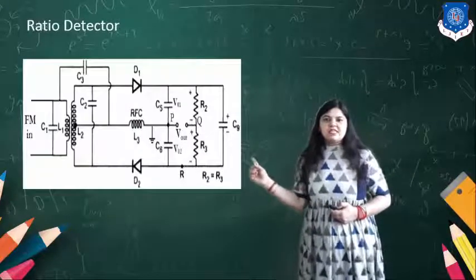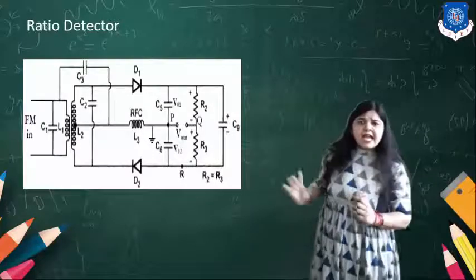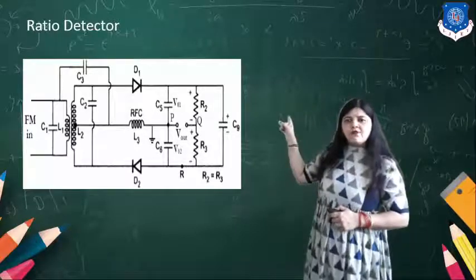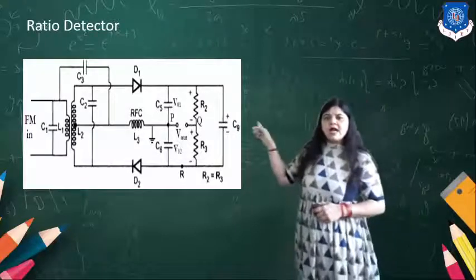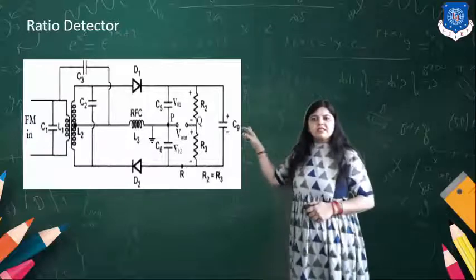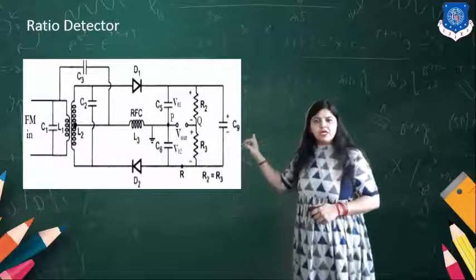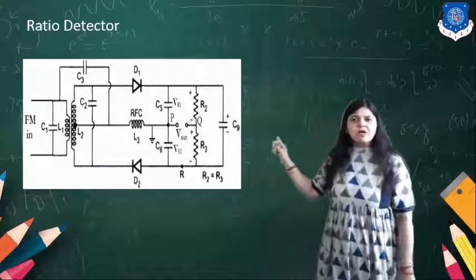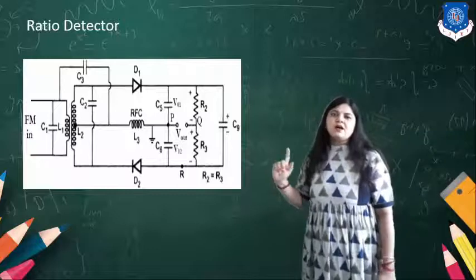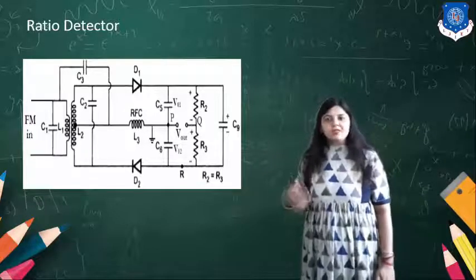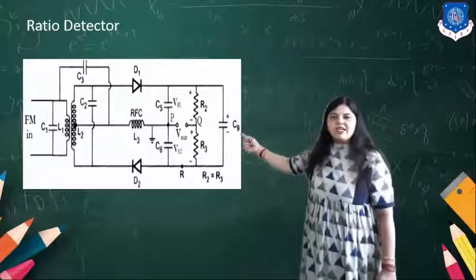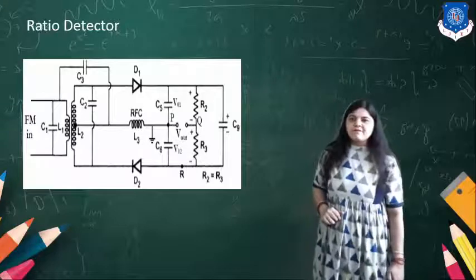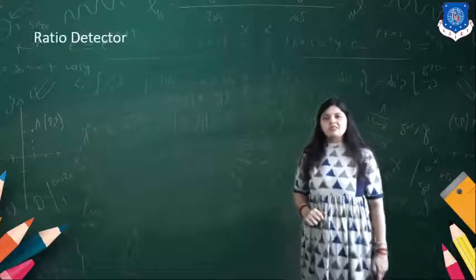So here you can see this diagram. This diagram is exactly similar to the diagram which we studied for the Foster Seeley discriminator, and you can see the capacitance connected over here. This capacitance C9 is used to improve the response of the ratio detector. So the amplitude limiting response can be increased by using this capacitance, and this diagram is again equally similar to the earlier one.